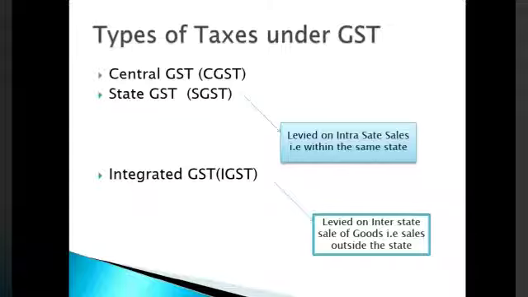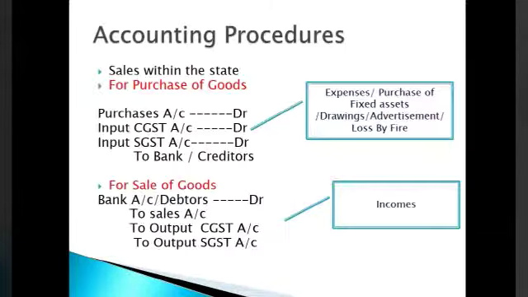There are three types of tax discussed under GST. One is central GST, state GST, and integrated GST, and we call them CGST, SGST, and IGST. The first two are collected on intrastate sales. Intrastate here means within the same state, and IGST is levied on interstate sales, that is any sale or purchase of goods and services which happens outside the state.